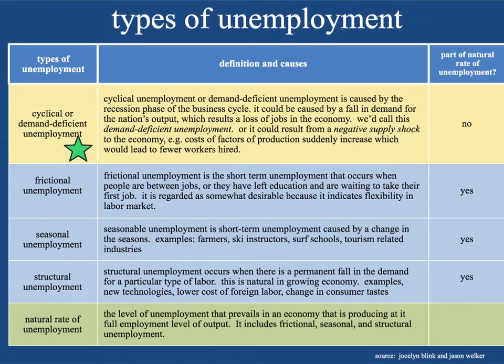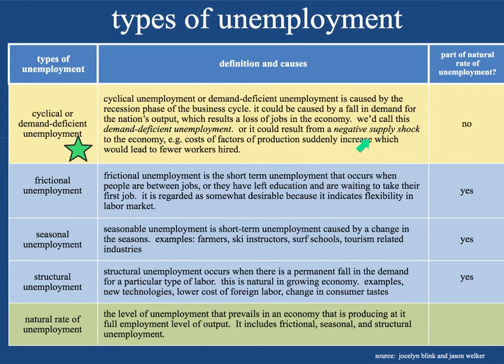Okay. However, the cyclical or demand deficient unemployment, which is why I made this box yellow, right, can be seen as harmful to the economy. And this is the kind of unemployment that you see in the news, right? Demand deficient. People are losing their jobs, which means that they're buying less, which means that there's less demand, which means there's more people laid off, and it becomes a cycle.